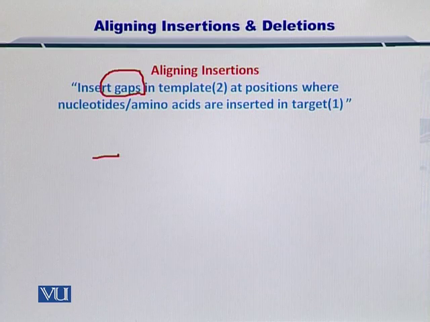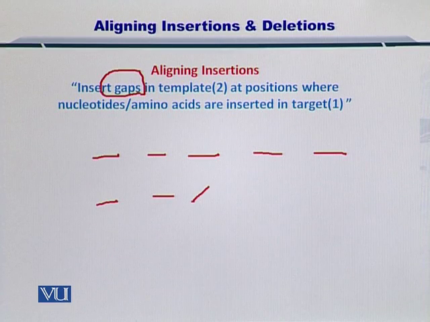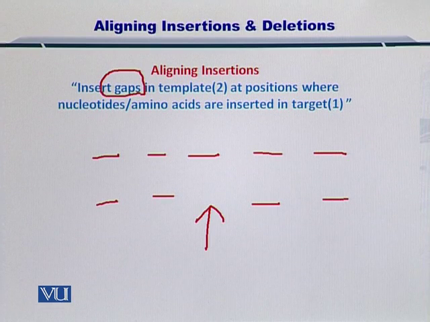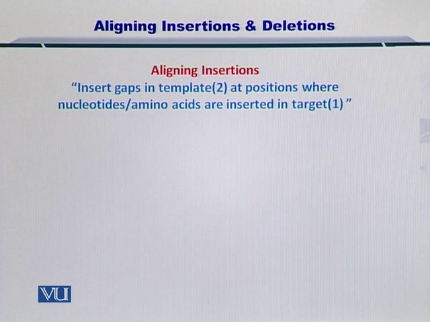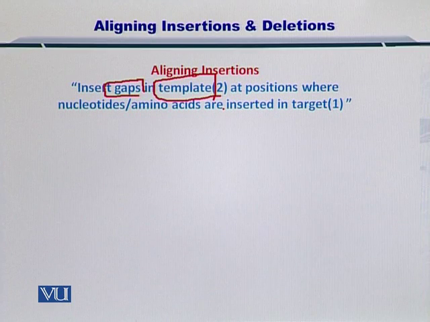So let's say this is your sequence and it is matching very nicely with another sequence except on this position. Then what you do is you insert a gap here. So this is what is called a gap, and it is represented by a dot. While aligning insertions, what you do is you insert gaps in the template at positions where the nucleotides or amino acids are inserted in the target.